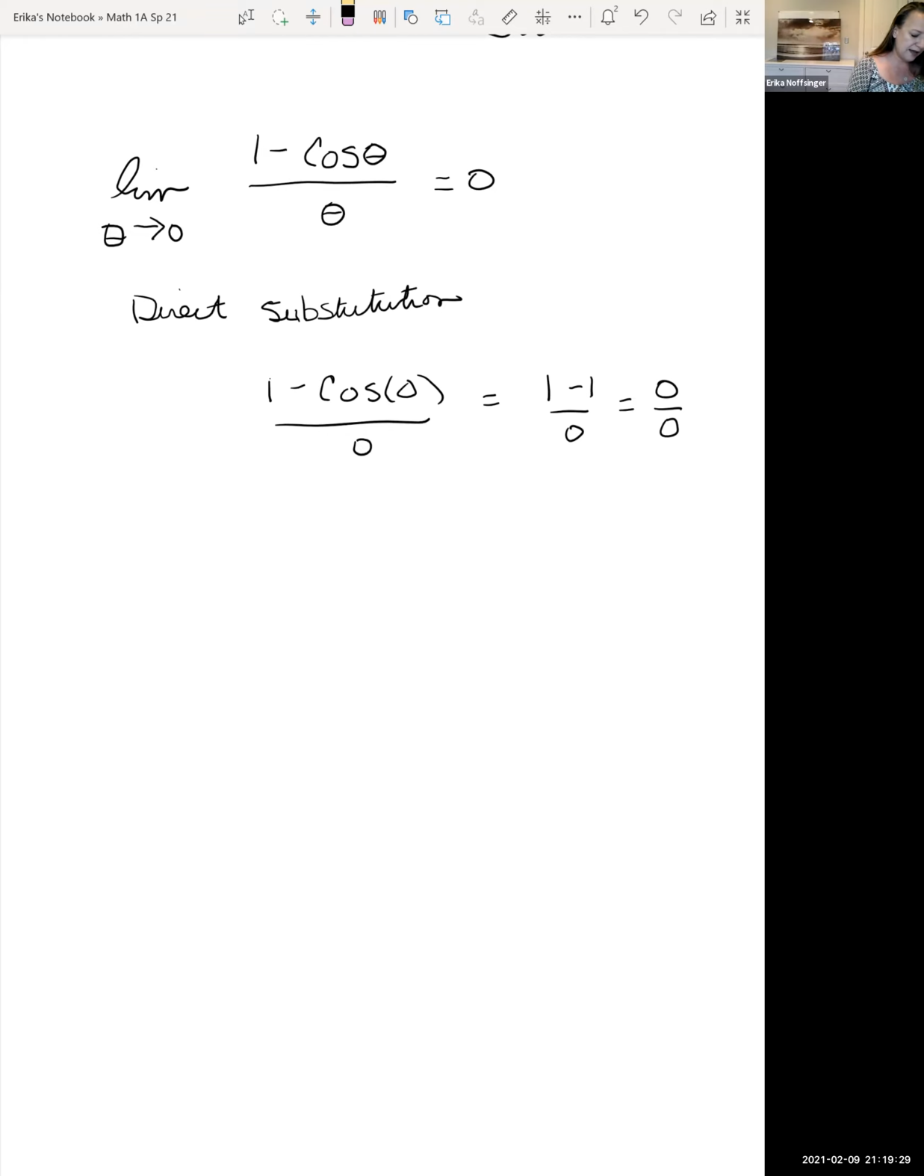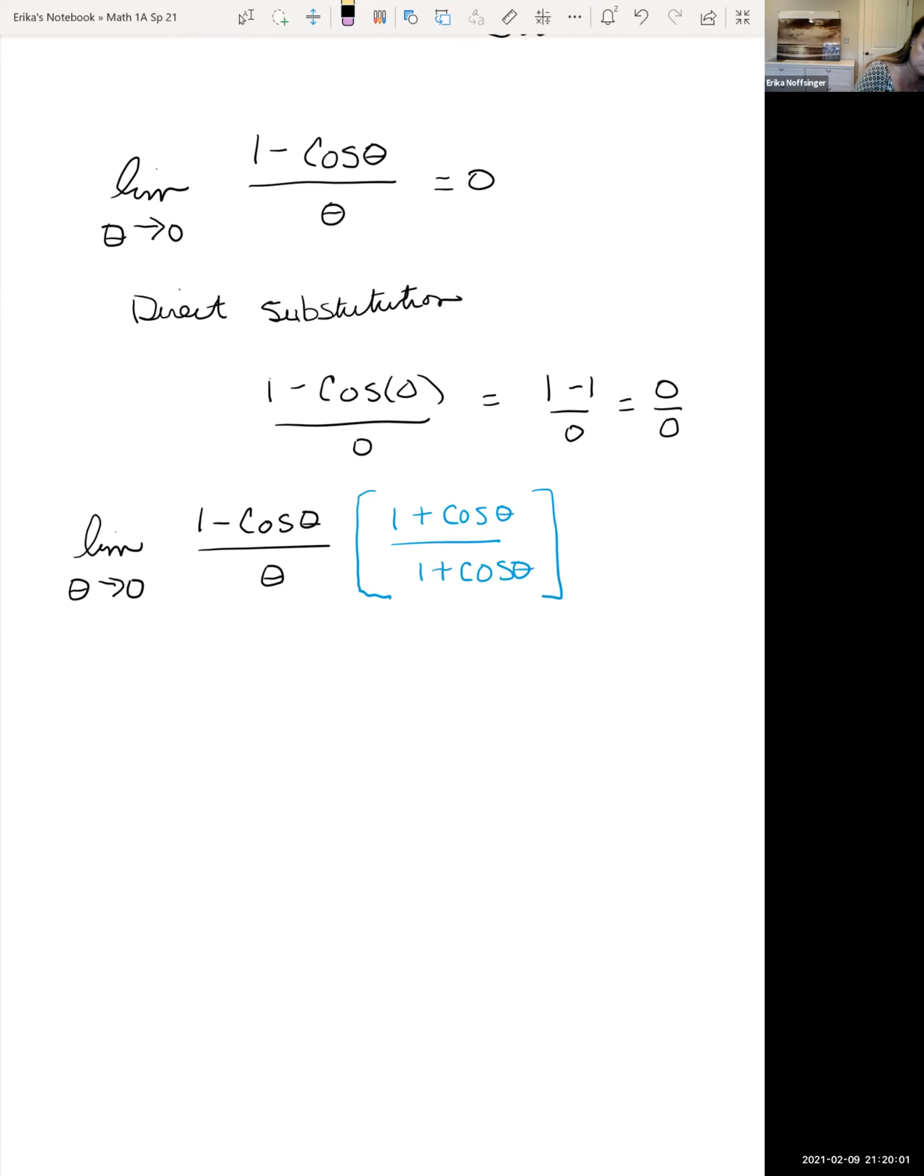So let's try by multiplying through by the conjugate of 1 minus cosine theta. And we're going to multiply by a fancy one, so we can do this. So I have 1 minus cosine theta in the numerator all over theta. And I'm going to multiply this by 1, and it's going to be the conjugate of our numerator, so 1 plus cosine theta all over 1 plus cosine theta. So notice that's a difference of squares in the numerator. So that's the same thing as a squared minus b squared if we distribute that out.